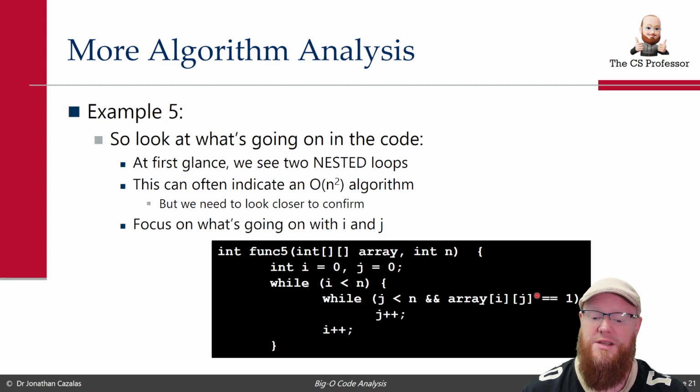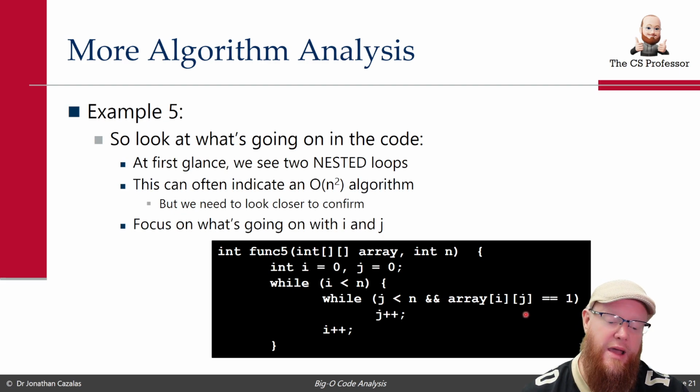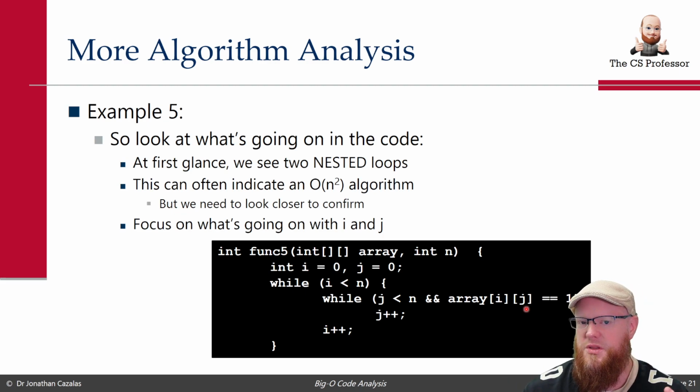Now, we don't know what's inside this array, right? We're just told we're given a two-dimensional array of integers. We don't know what it equals. But this while loop says, keep looping as long as j is less than n, and we're going to increment j. Also keep looping only as long as array ij equals 1. What do you do with that? What should you do with that? Pause the video. Think about how you think you should approach that.